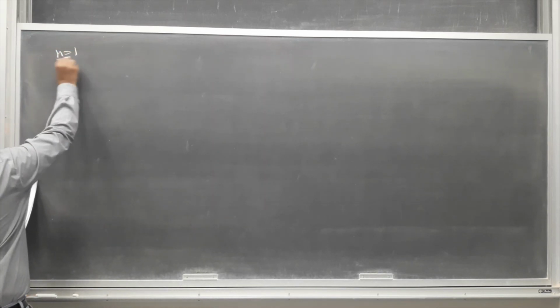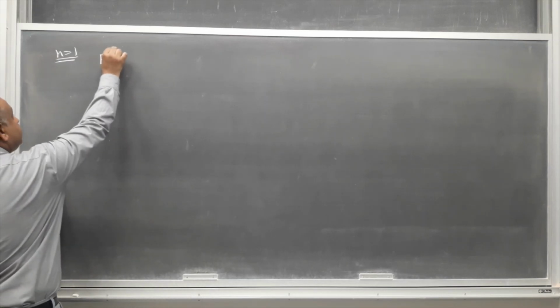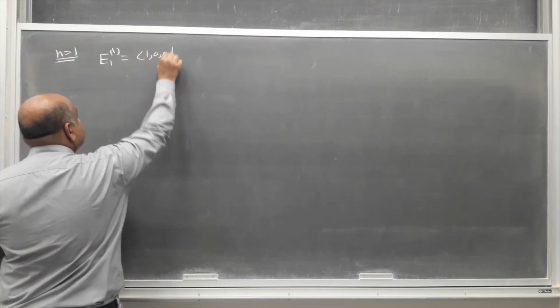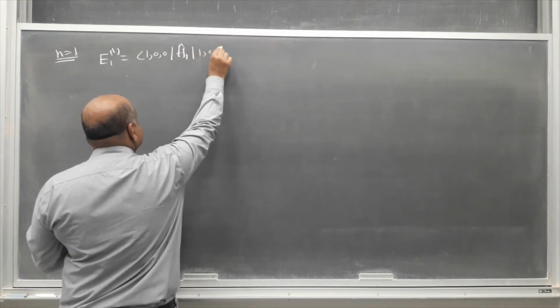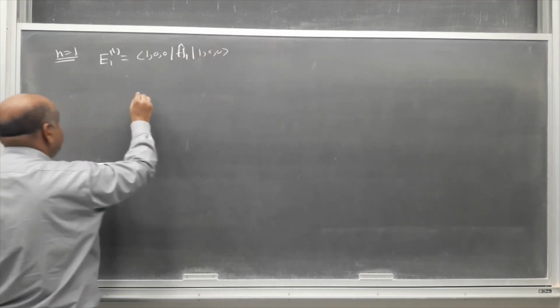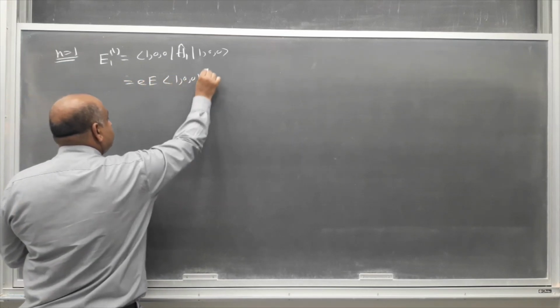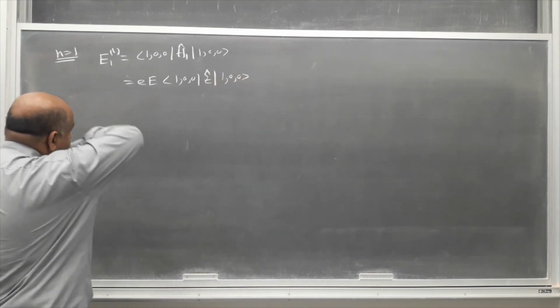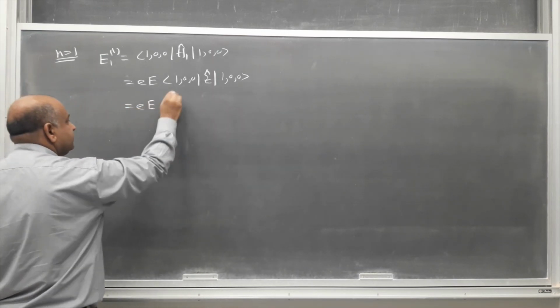Let's first find the energy corrections in the n is equal to 1 state. We can use non-degenerate perturbation theory quickly. So E11 is the inner product of 1, 0, 0 with H1 acting on 1, 0, 0, and this H1 is eEz hat. So I can take this thing out like this.